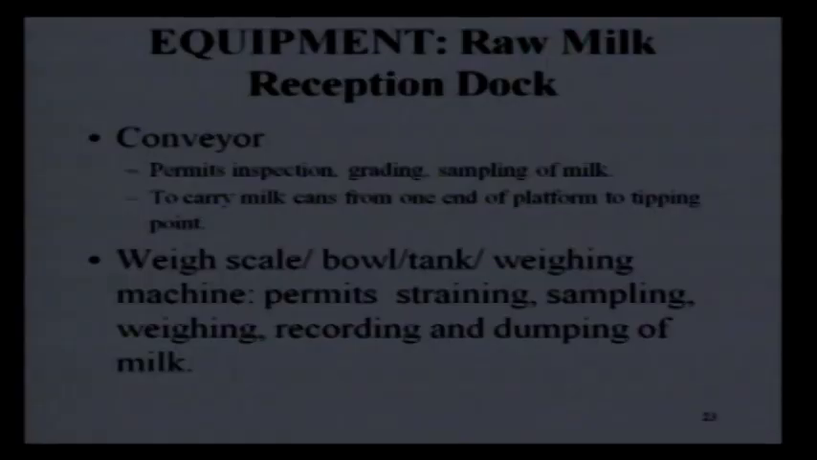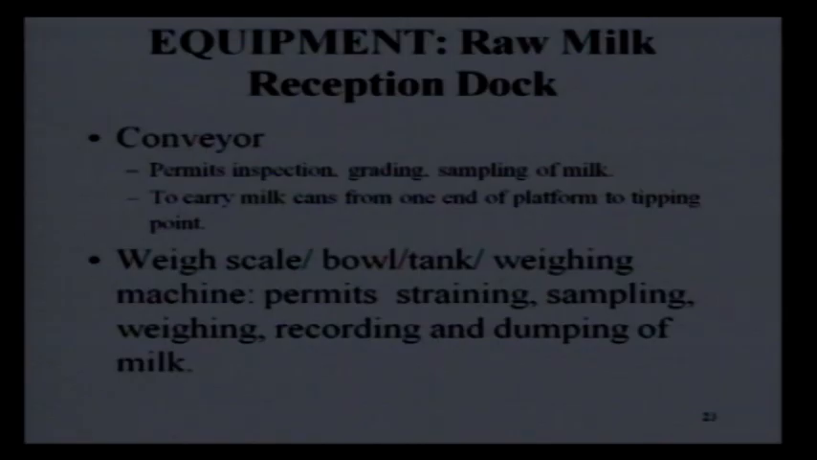Now we come to the equipment at raw milk reception dock. What are the equipment? The first is conveyor. Now what is the function of conveyor? It will permit inspection, grading, sampling of milk. These are the functions, and the basic purpose is that it will take the milk can from one point to the other point, from the platform to the tipping point, what we call them.